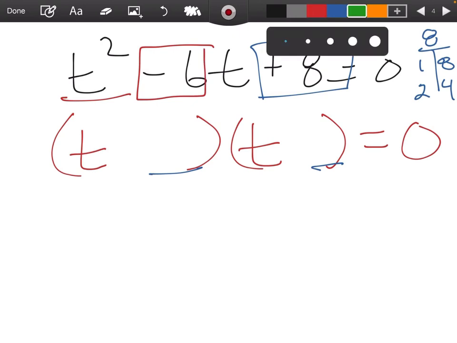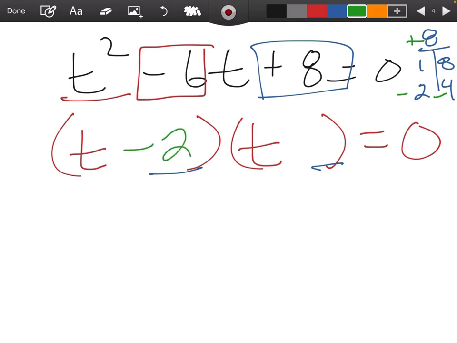So if I really wanted to get a negative 6 here, y'all, look, we could go negative 2 and negative 4, because a negative times a negative is still a positive 8. But if I were to add those 2 numbers together, minus 2 plus minus 4, that would give me a minus 6, right?